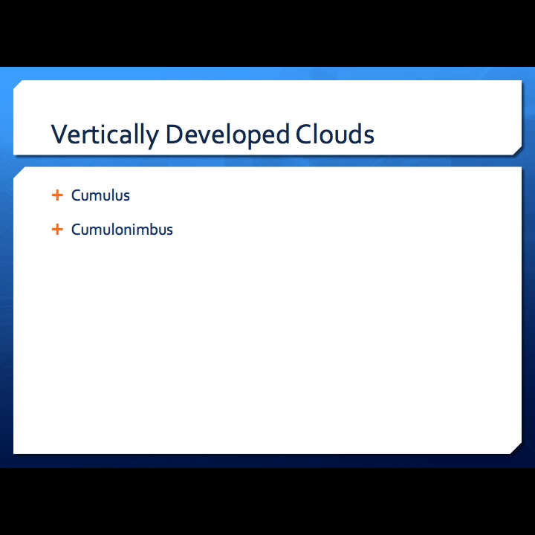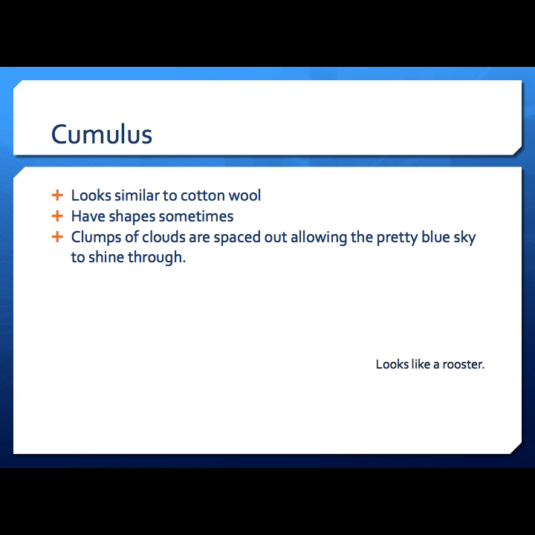And lastly, we have vertically developed clouds, which consist of cumulus and cumulonimbus. Cumulus clouds look similar to cotton wool. They sometimes will have shapes, and the clumps of clouds are usually spaced out, which allows the pretty blue sky to shine through.